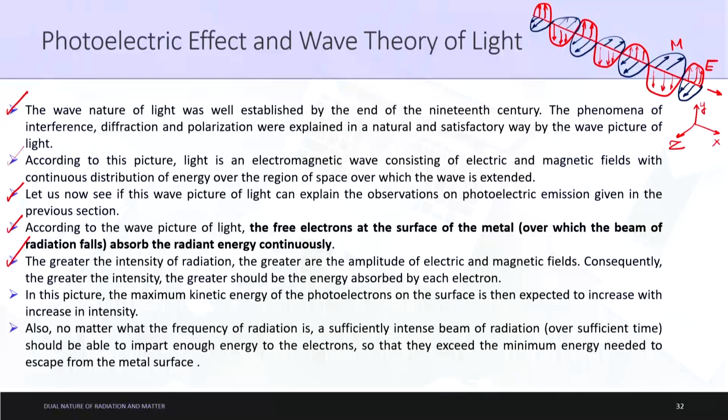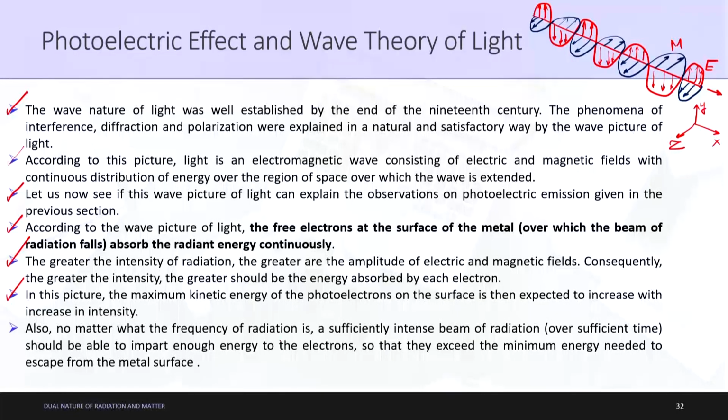Okay. In this picture, the maximum kinetic energy of the photoelectrons on the surface is then expected to increase with increase in intensity. So, what does it try to say? The maximum kinetic energy of the photoelectrons is expected to increase with increase in intensity. So, as the intensity increases, the amount of energy absorbed by these electrons increases, and therefore the maximum kinetic energy increases. Okay.